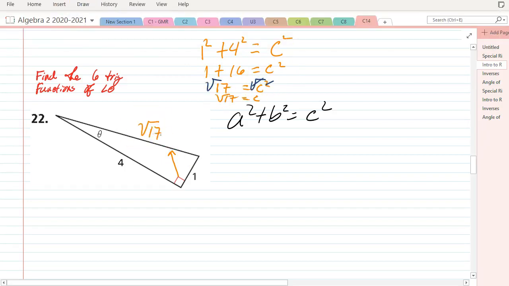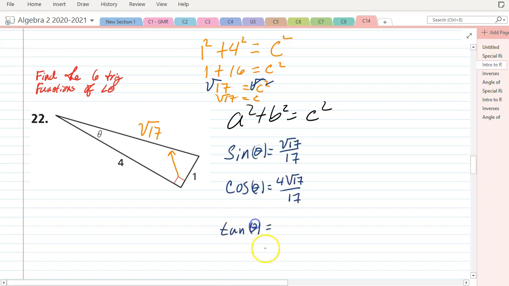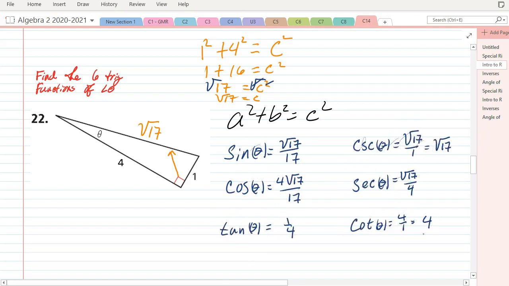Your missing side is the square root of 17. Now what I want you to do is pause the video real fast and find those 6 trig functions on your own. Come back to see if you got them right. We have sine theta is the square root of 17 over 17. Cosine is 4 root 17 over 17, and tangent is 1/4.